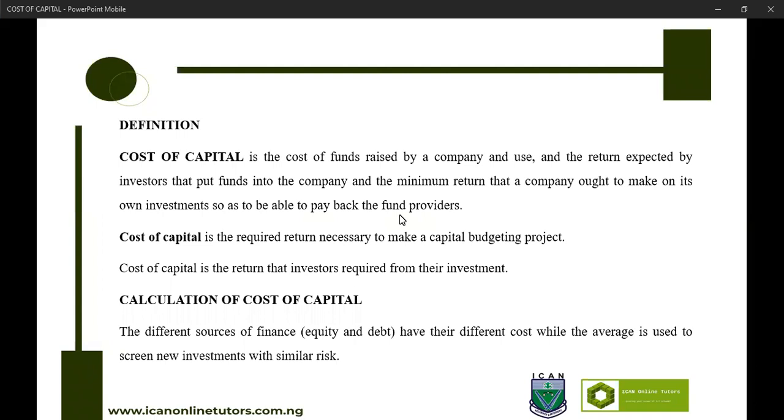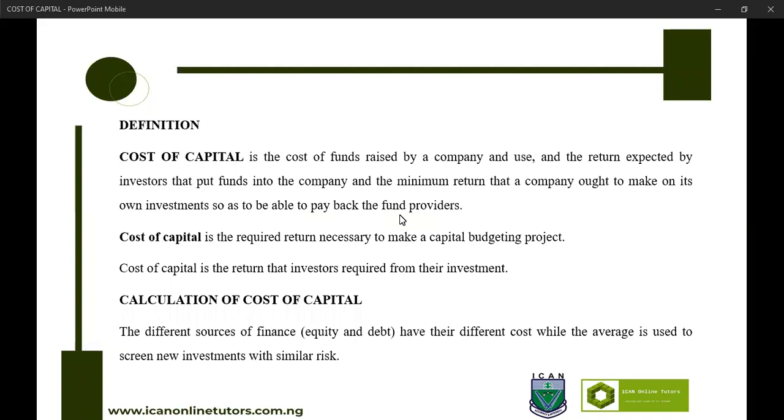Now let us move on to the calculation. When we are required to calculate the cost of investing or raising funds to carry out an investment appraisal on a particular project, this will be based on the two major sources of finance, which are equity and debt. The different sources of finance, equity and debt, have their different costs, while the average will be used to screen new investments with similar risks.